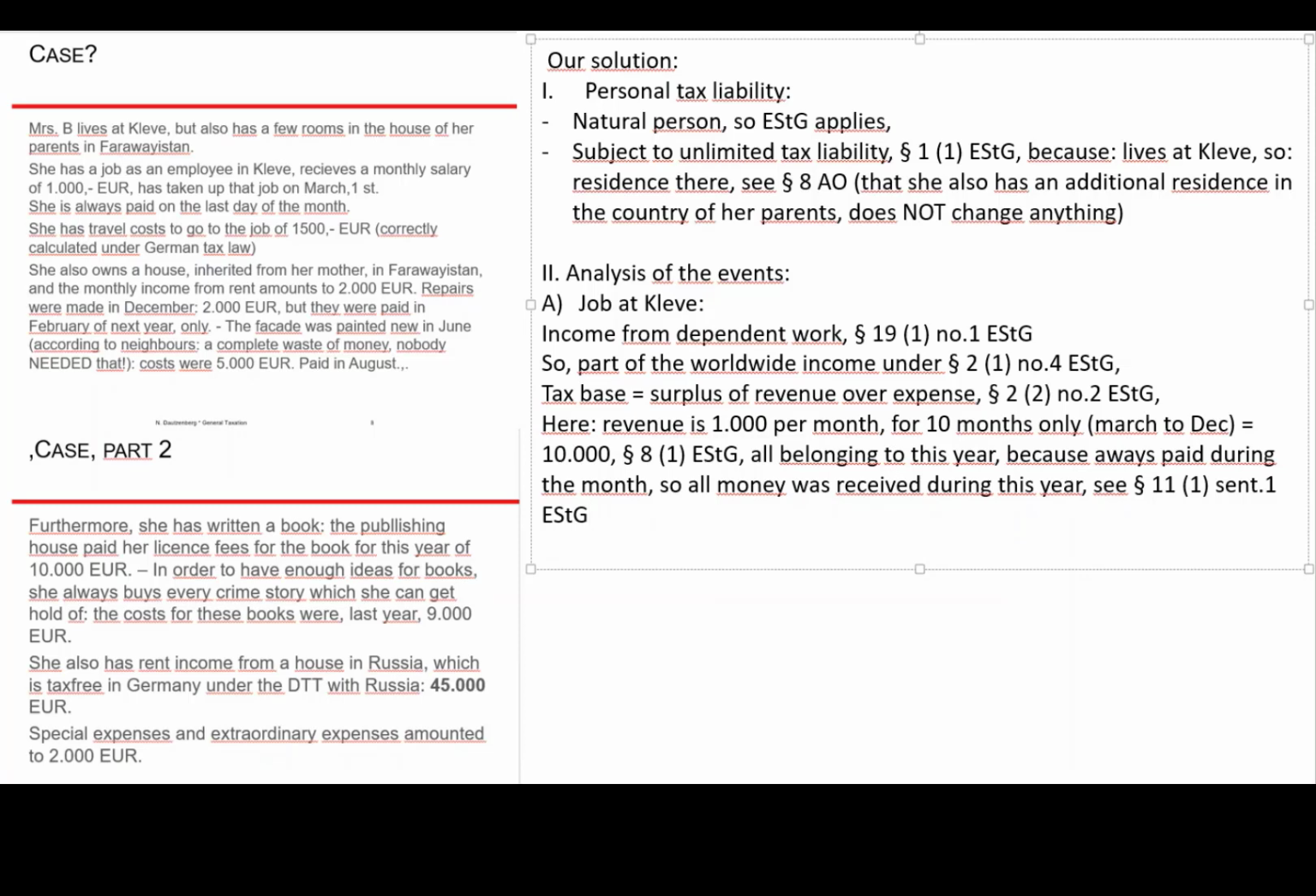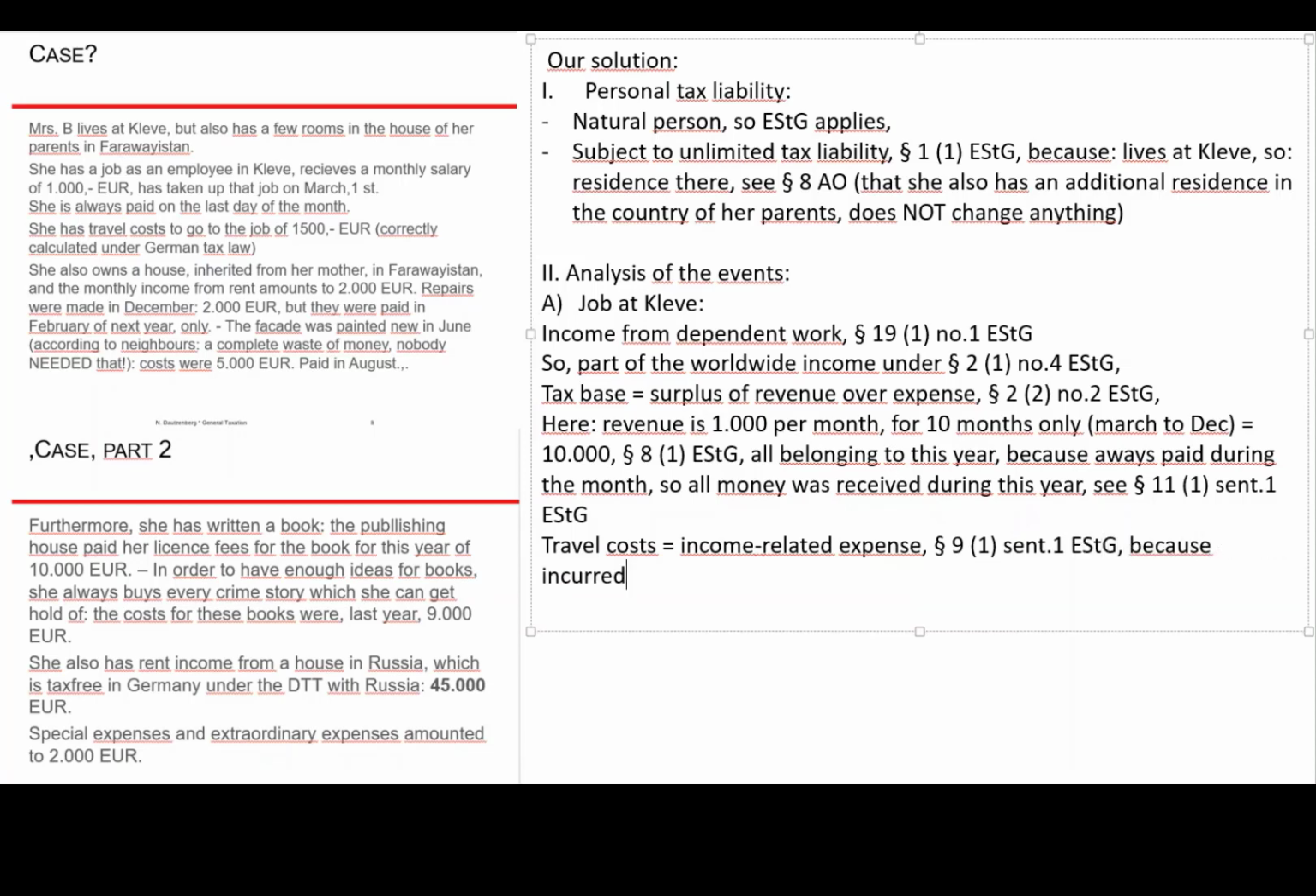Travel cost. The travel costs is income related expense. Let's express it this way because that's more precise. Under 9.1 sentence 1 ESTG, because incurred, so made in order to secure the job. Without traveling to the job and backwards, you can't keep the job. So deductible expense. Deductible expense is nothing else than a synonym for income related expense.